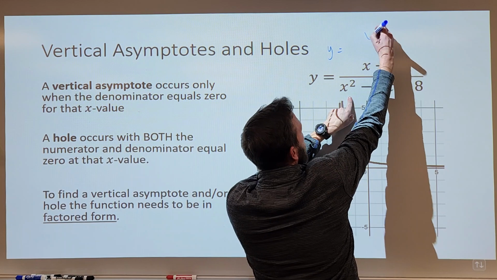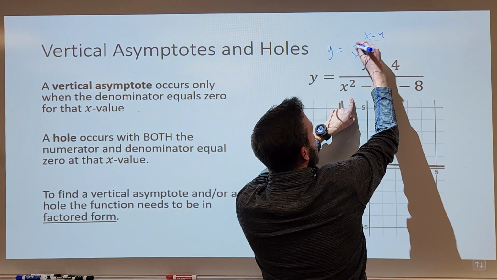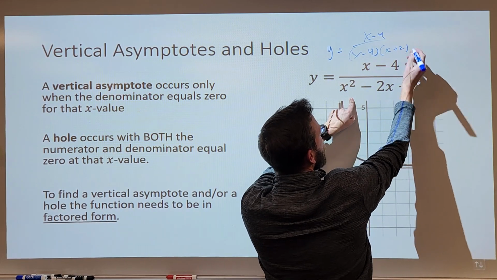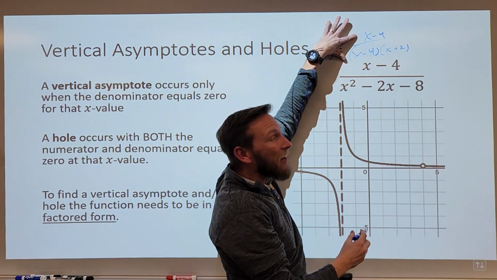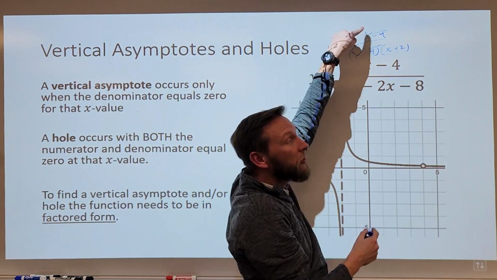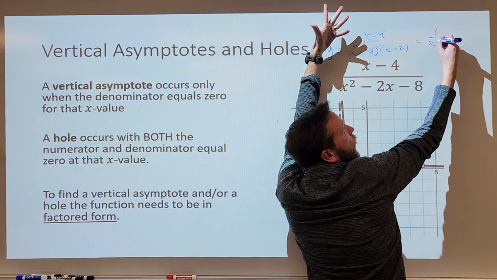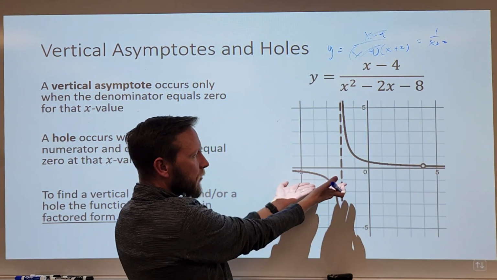If this is in factored form, I get x minus 4 over x minus 4 times x plus 2, all right? So here, I've got this common factor in the numerator, right? Where x equals 4 makes the numerator 0 and it makes the denominator 0. So if this were to simplify, it would be 1 over x plus 2, which is this picture, right?